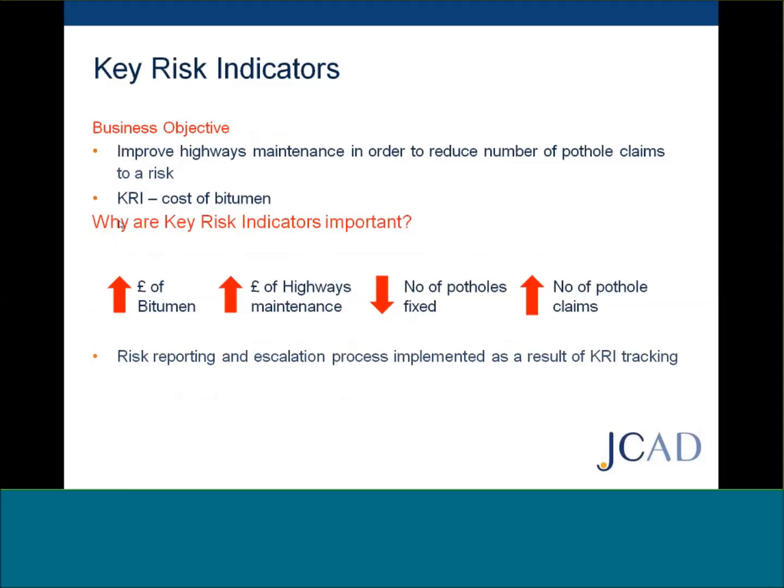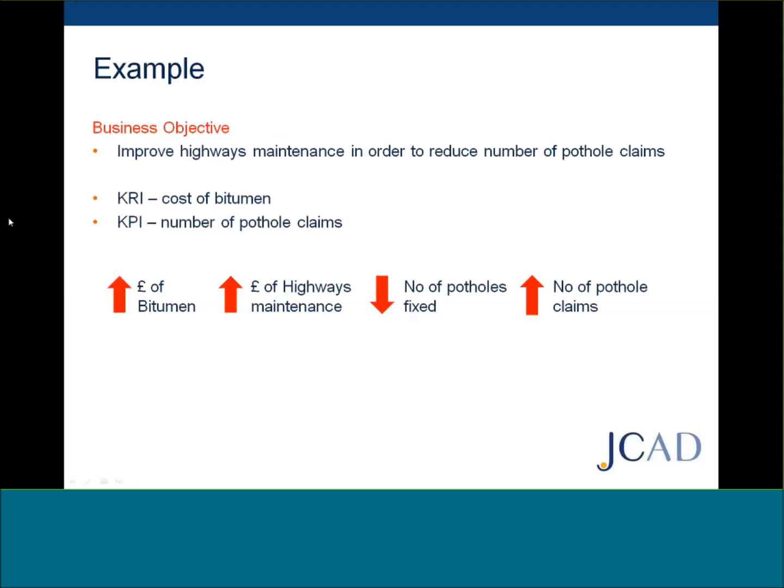The examples I'm going to show you today consider the cost of bitumen, which relates to the crude oil prices, as a KRI, and the number of pothole claims from a claims management system as my KPI. The idea being that as the cost of bitumen goes up, the cost of highways maintenance goes up, and the number of potholes that can be fixed will go down as a result. And as a consequence of that, the number of claims for potholes will go up. Let's see this in action.